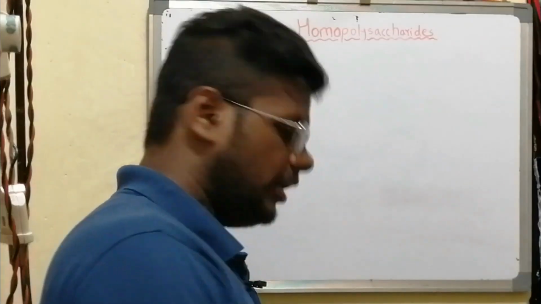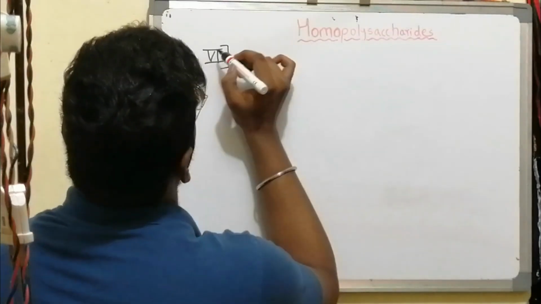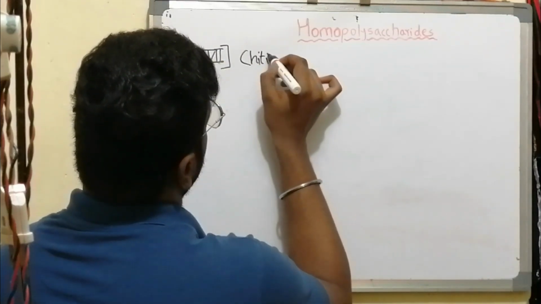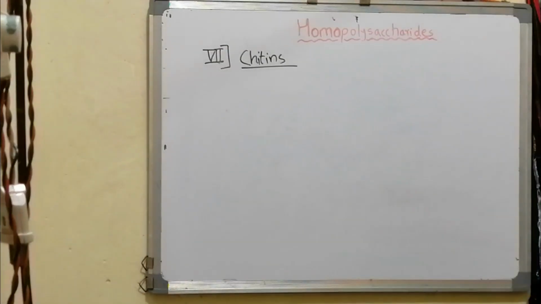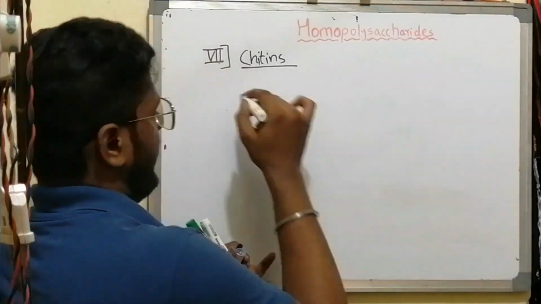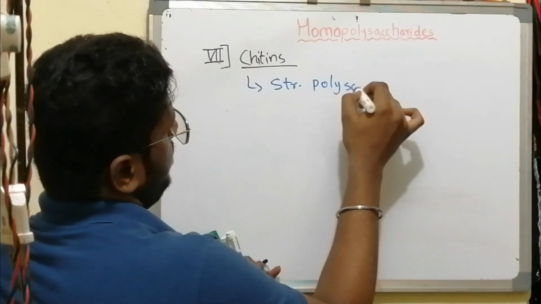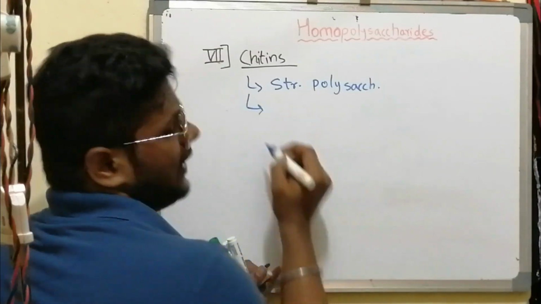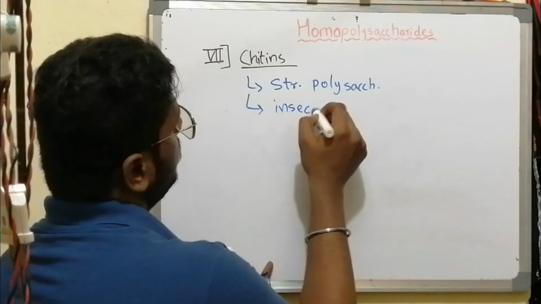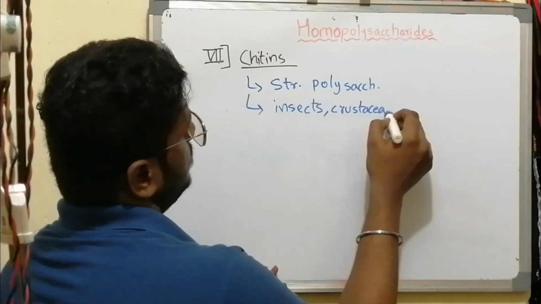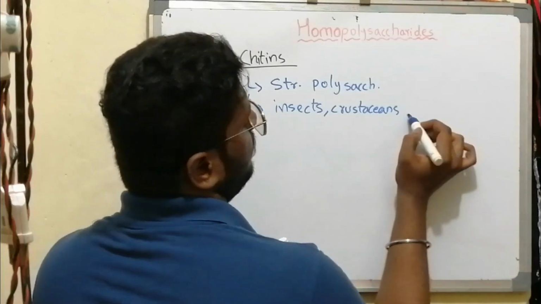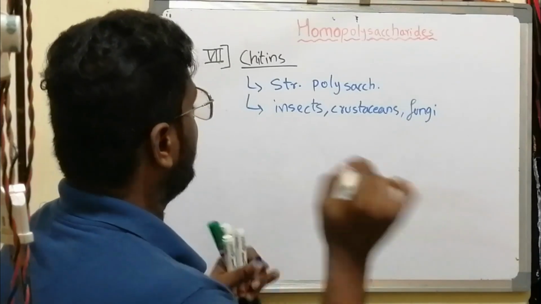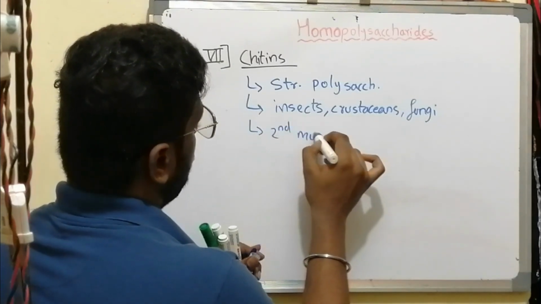Alright. Our today's last homopolysaccharide will be chitin. So chitins are also structural polysaccharides, and they're mostly seen in the animal kingdom, protecting by forming an exoskeleton in insects, crustaceans, right? And in some fungi also we can see chitin as the cell wall. They are the second most abundant polysaccharide on earth.